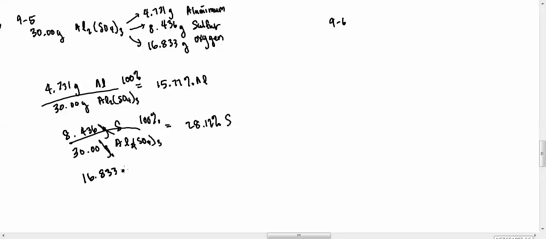And as far as oxygen goes, you have 16.833 grams of that stuff divided by the 30.00 grams of aluminum sulfate, Al2(SO4)3, times 100%, and I'm left with 56.11% of oxygen. So that is the percent breakdown of this compound.